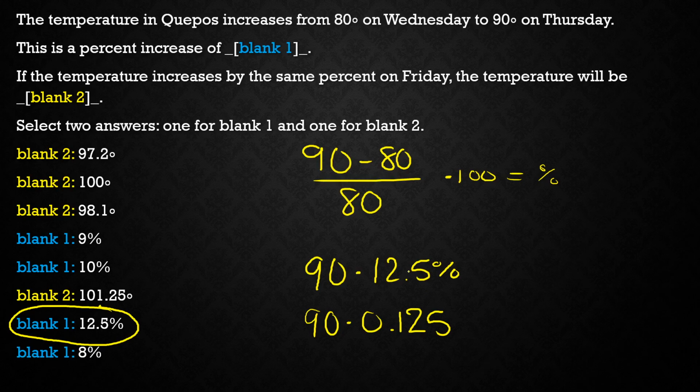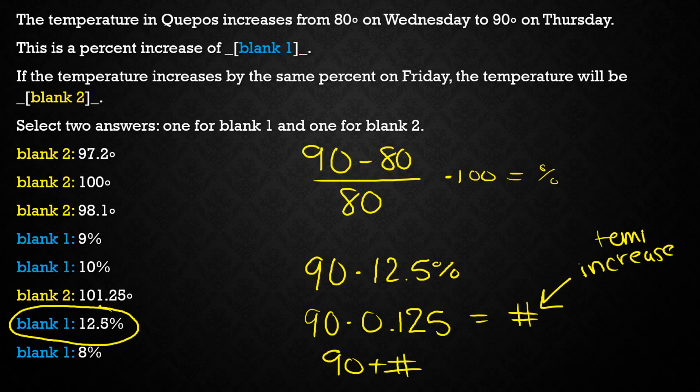Remember, you can always take your percent and divide it by 100. That will give you the same number. And once we have this number, we need to take it and add it to 90, because this number right here is going to tell us how much our temperature is going to increase. Okay, so this is going to represent our temperature increase. So we need to add that to 90 to figure out how hot it's going to be on Friday.